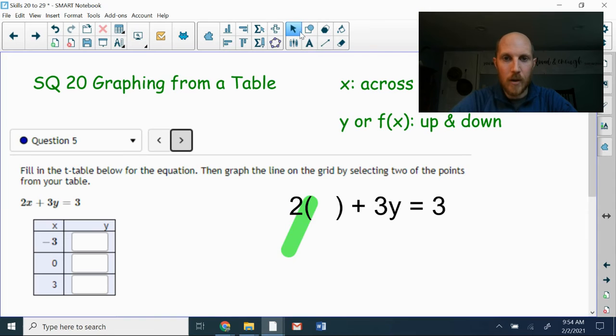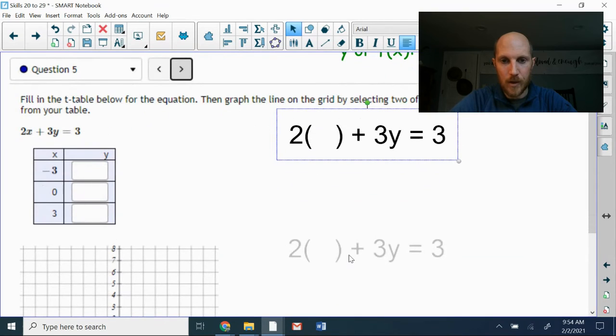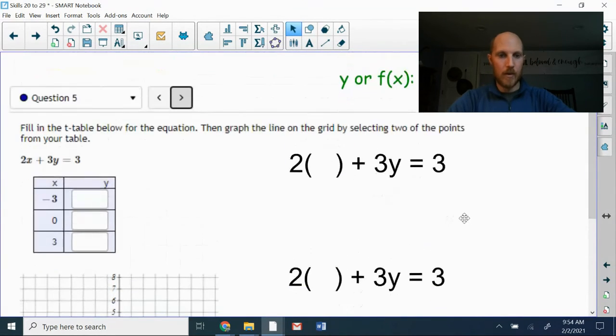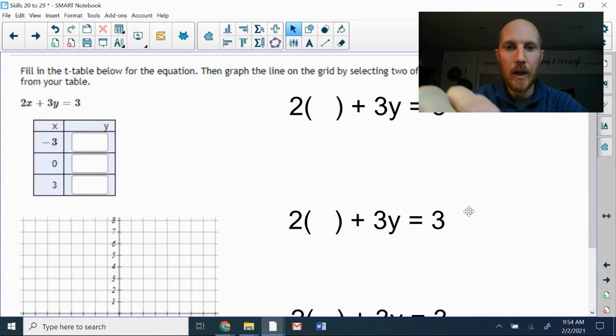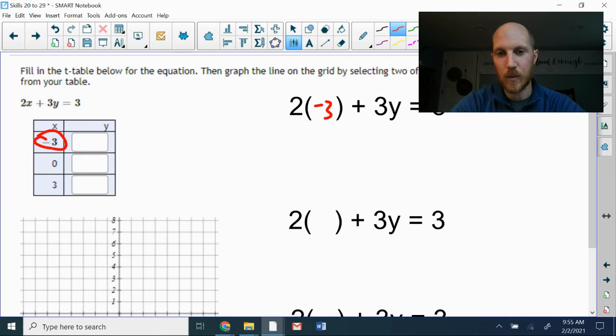So let's just, well, let us not highlight this. Let's pull out a couple of different copies of this, since there are 3 numbers in that table I will need to use. So I'm going to start with the top one, which is -3. So I'll put a -3 into this x spot and then evaluate to start and solve for y.